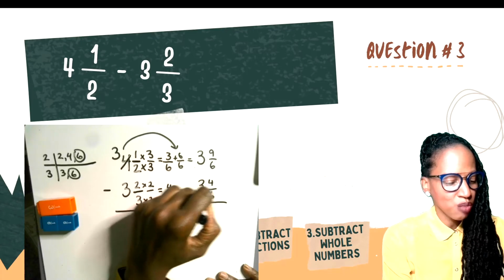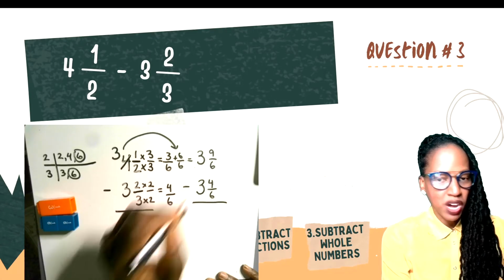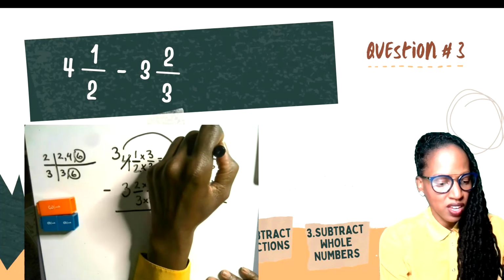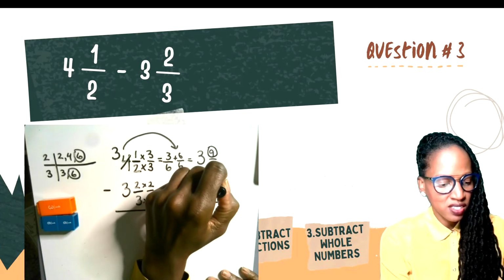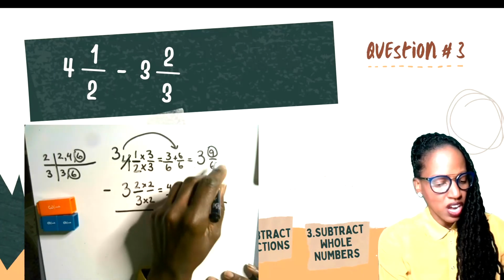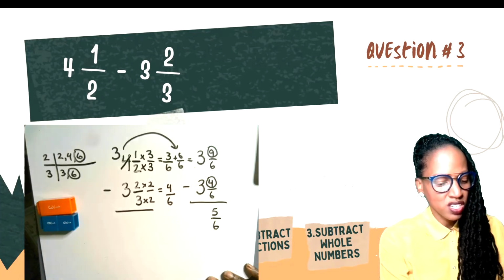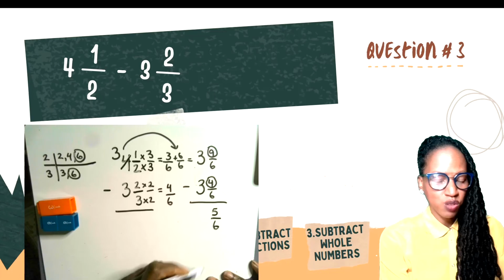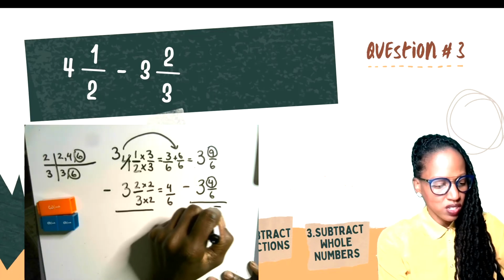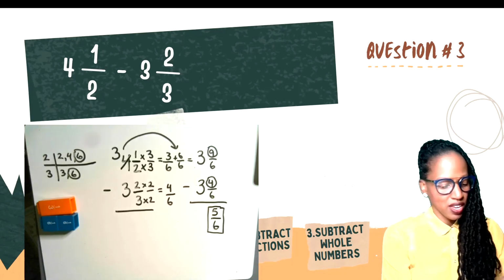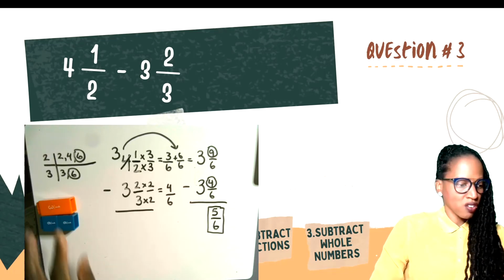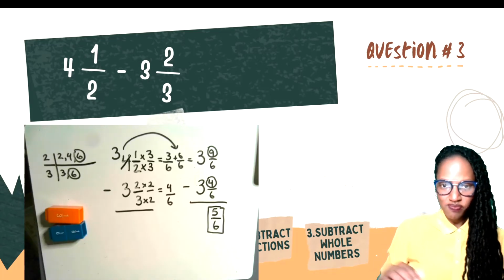And you can see now I'm able to subtract my numerators, okay? So I'll have 9 sixths minus 4. 9 minus 4 gives me 5 sixths. 3 minus 3 gives me 0. So my answer would be 5 sixths. Okay? That is how I would solve that one.